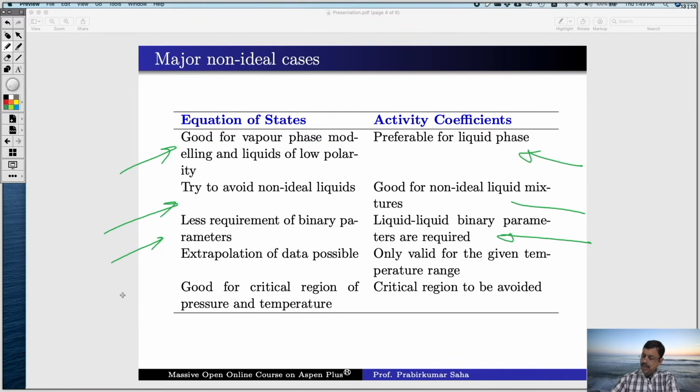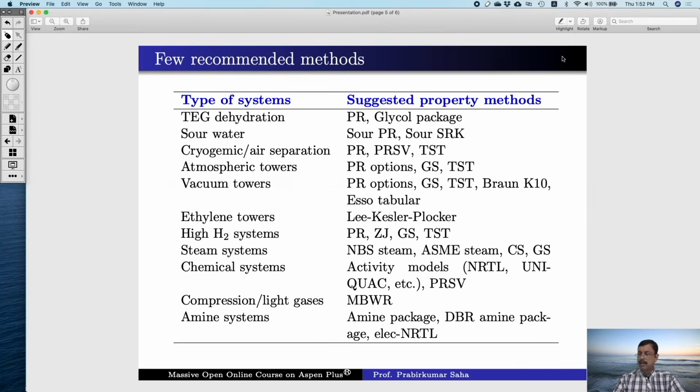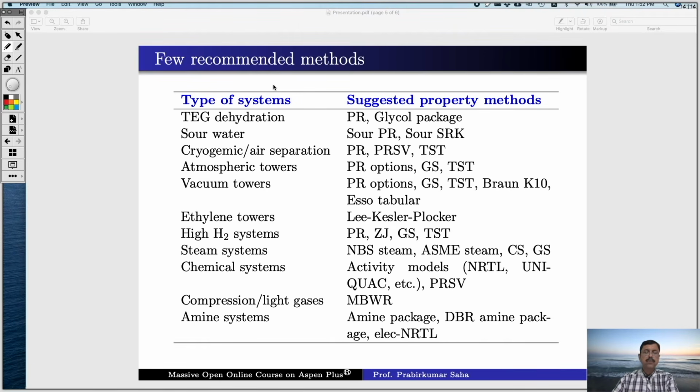Here, extrapolation of data is possible, but activity coefficient models are only valid for the given temperature range. Equation of state models are good for the critical region of pressure and temperature, whereas for activity coefficient models, the critical region is to be avoided. Here we have a few recommended methods for a few types of systems.